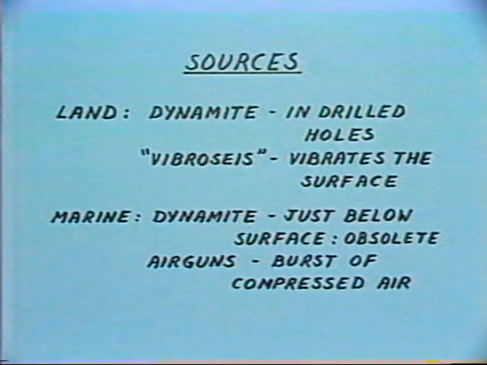For seismic exploration at sea, marine exploration, dynamite was used in the past. Dynamite charges exploded just below the surface of the water, but that method is virtually obsolete now, and it's been replaced by a variety of sources, the most common of those being a device called an air gun. The air gun is really just a valve arrangement which allows the release of a burst of compressed air just below the surface of the water. And this gives the effect of a small explosion and generates a sharp sound.